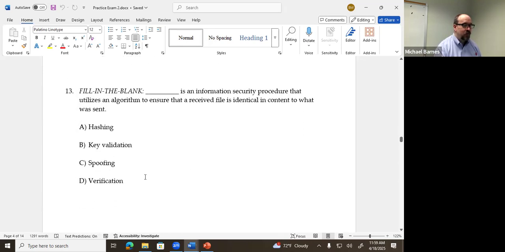All right, blank is an information security procedure that utilizes an algorithm to determine that a received file is identical in content to what was sent. We've talked about this a couple times already. It was one of our homework questions on Wednesday. What is that actually checking to make sure that what is sent is what is received? That's called hashing. Okay, that's hashing. So A is our answer.